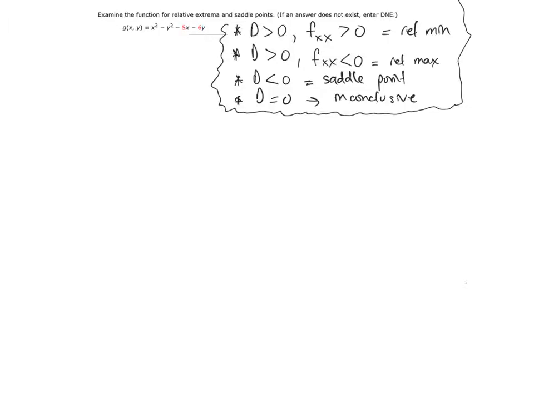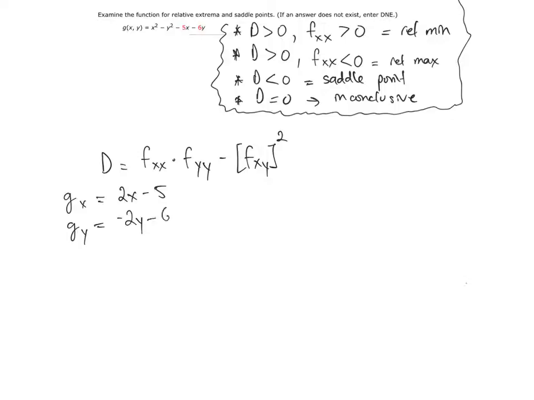Alright, for this question, it asks you to find the relative extrema, any relative max or min, or saddle point. So recall, your D will be f_xx multiplied by f_yy minus f_xy squared. So in this case, g_x, your partial with respect to x, will be 2x minus 5, and your partial with respect to y will be negative 2y minus 6.